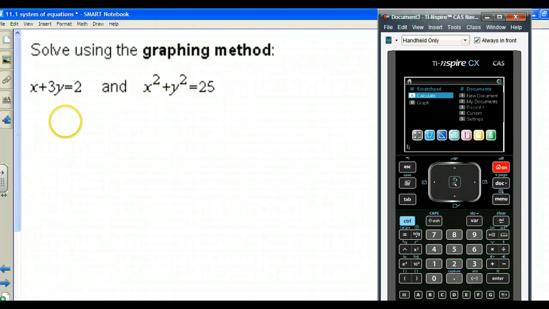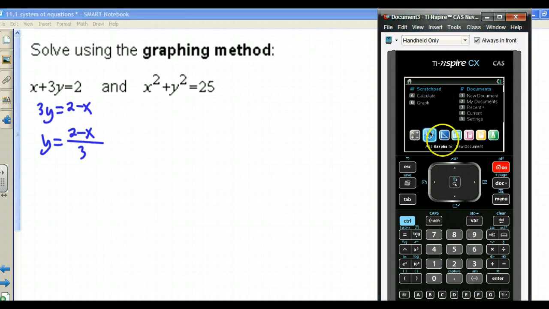Okay, so if you want to solve these kinds of more complex equations using the graphing method, you'll still have to solve them for y. So here we get 3y equals 2 minus x. So y equals (2 minus x) over 3. Okay. Good. So I'm going to come over here to the graph.